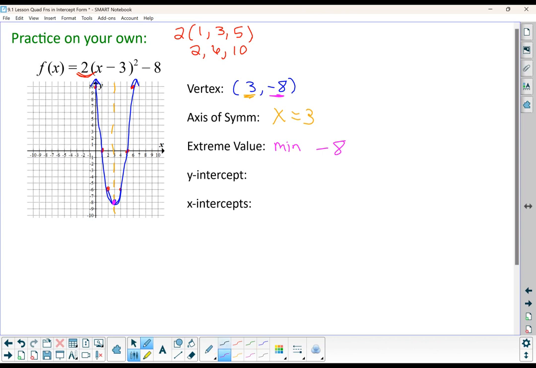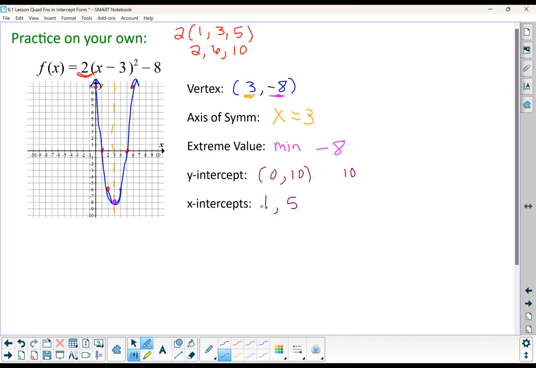From my sketch, we can see that the y-intercept is at 10. And on the y-intercept, it's fine if you just list 10. You don't have to write it as a point. And the 2 x-intercepts, you can see that they are at 1 and 5.